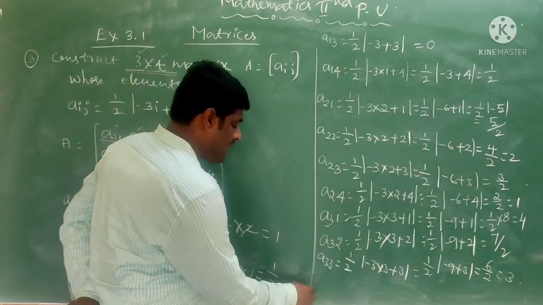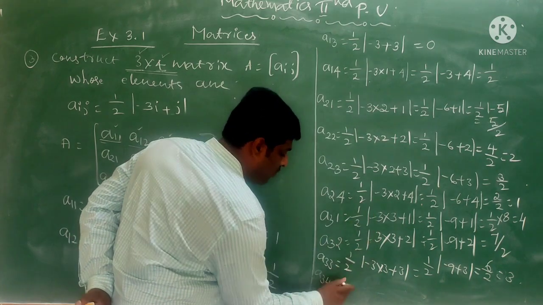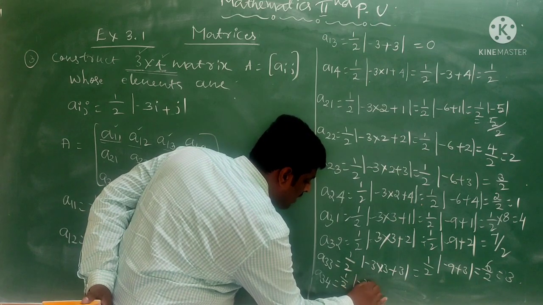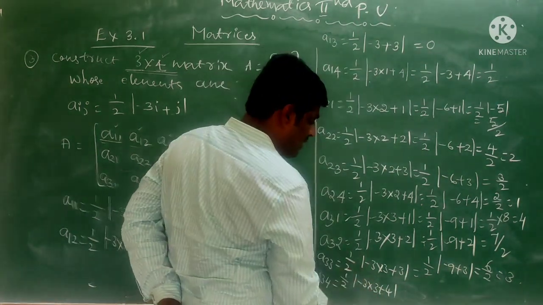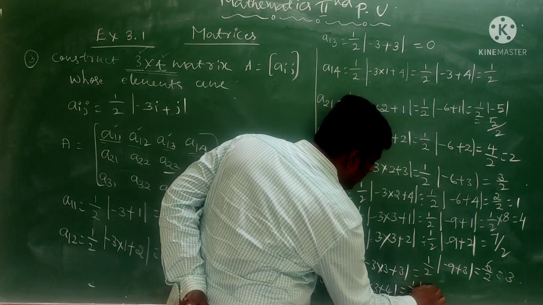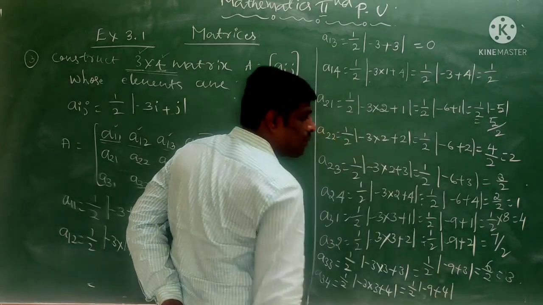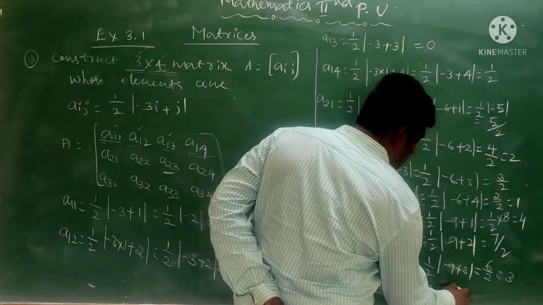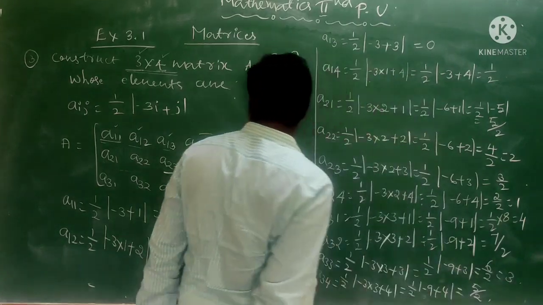Next, A34, 1 by 2 minus 3 into 3 plus 4. 3 3s are 9. 1 by 2 minus 9 plus 4. Minus 9 plus 4 is minus 5. Modulus of minus 5 is 5. That is 5 by 2.